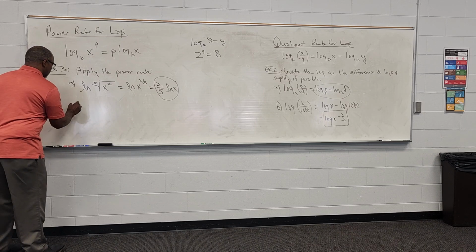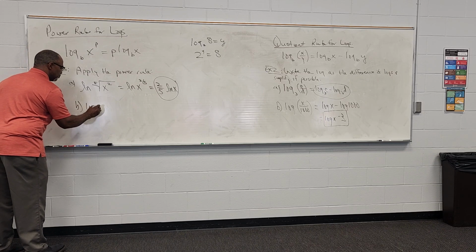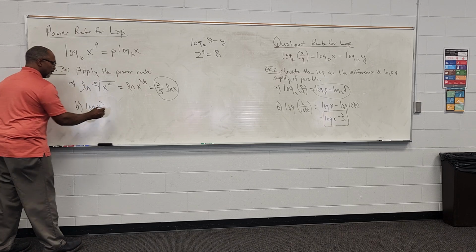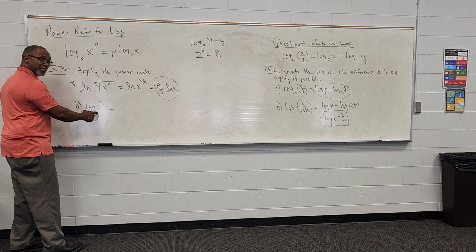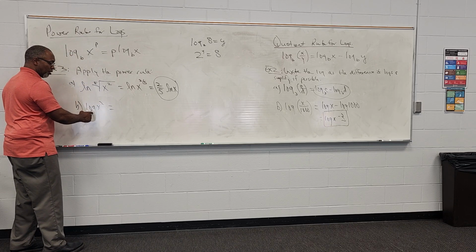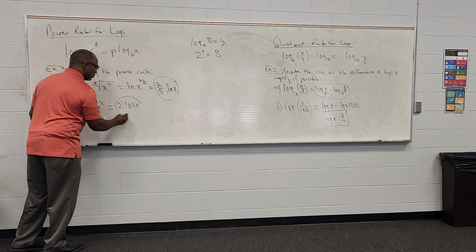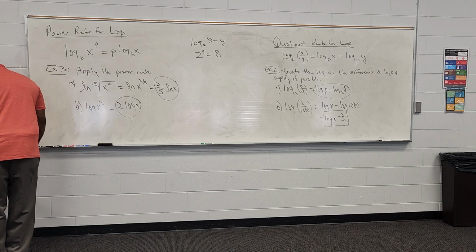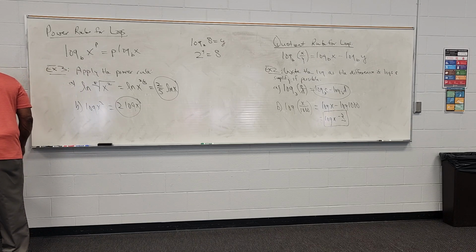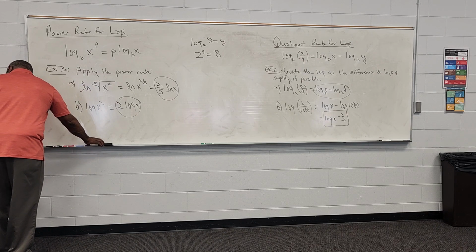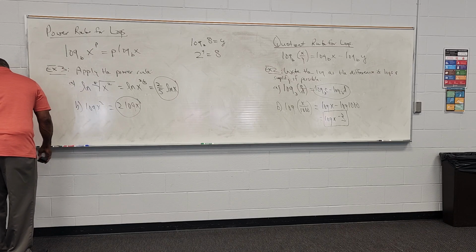B, log of x squared. Well, again, if you don't see the base, that's base 10. So this is the common logarithm. The log of x squared, according to that rule, is 2 times the log of x. So pretty straightforward to apply that rule.